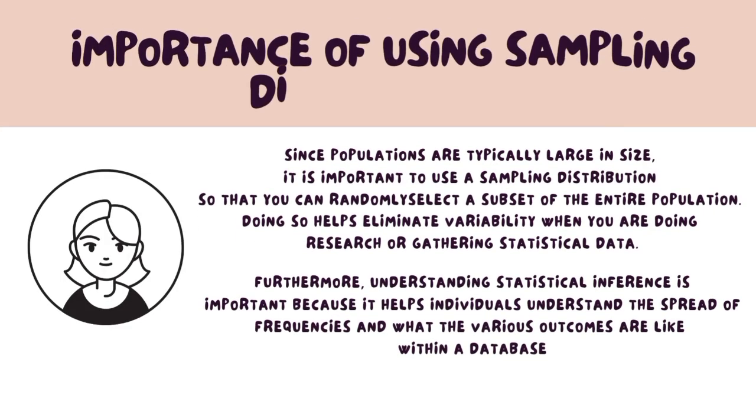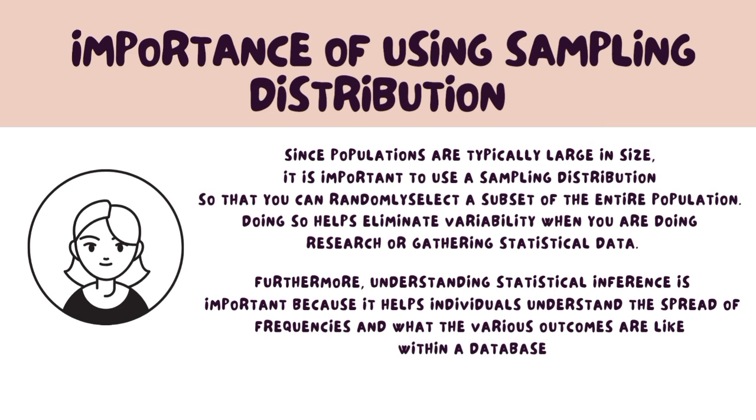First, let's talk about the importance of the sampling distribution. Since populations are typically large in size, it is important to use a sampling distribution so that you can randomly select a subset of the entire population. Doing so helps eliminate variability when you are doing research or gathering statistical data. Furthermore, understanding statistical inference is important because it helps individuals understand the spread of frequencies and what the various outcomes are like within a database.